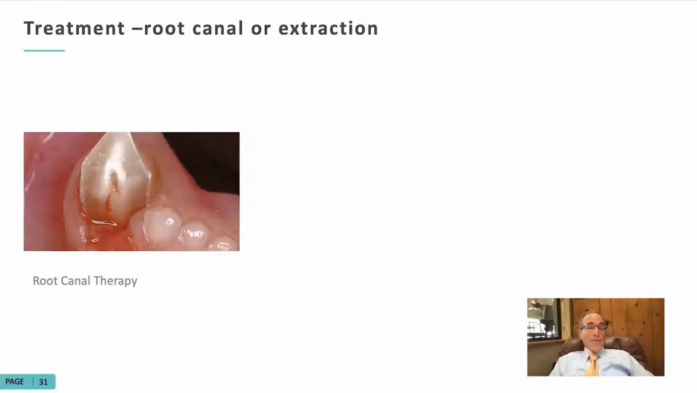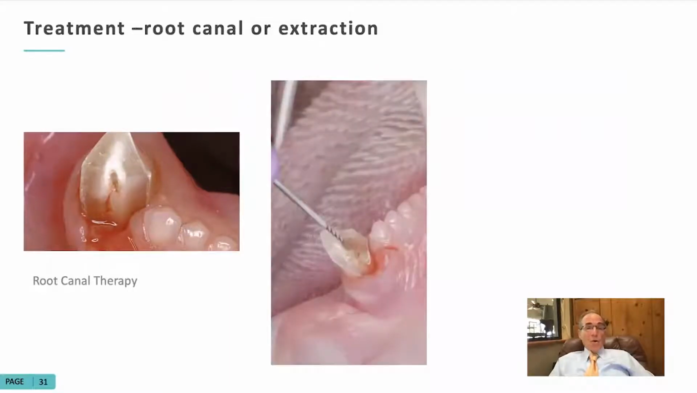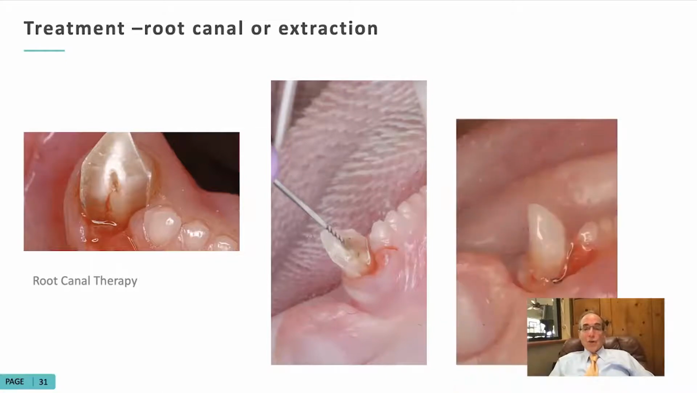So the treatment for pulp exposed teeth is either extract the tooth or do root canal therapy. And what root canal therapy does is removes the root if it's greater than 48-hour fracture. If it's less than 48-hour fracture, medicine can be placed on top of the pulp and the tooth restored. And this is what it looks like when the tooth is restored.